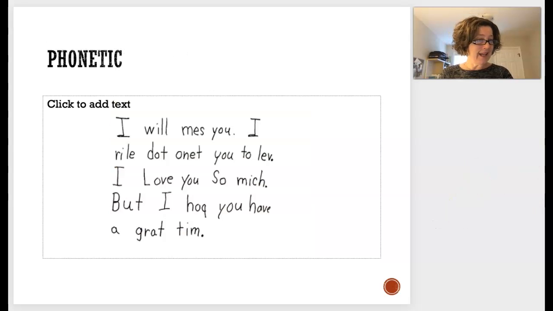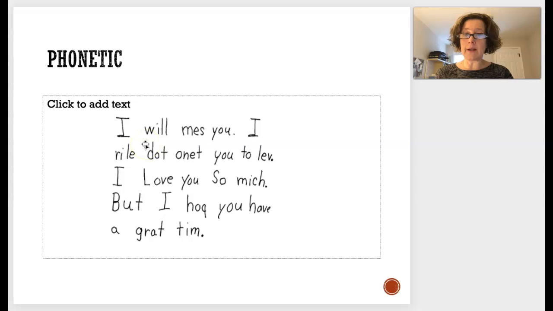Phonetic then, this is K to 3. So spelling is basically readable. If you teach K to 3, you will get really good at deciphering kids' spelling. And letters written are based on the sound, right? So on here, I will miss you. Actually, it's pretty close.